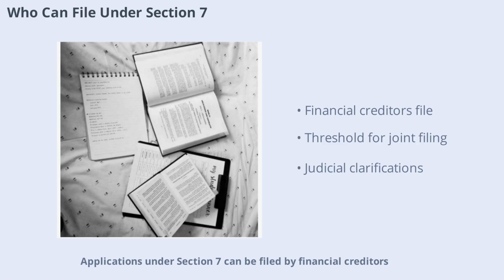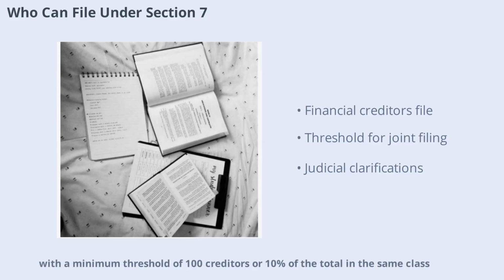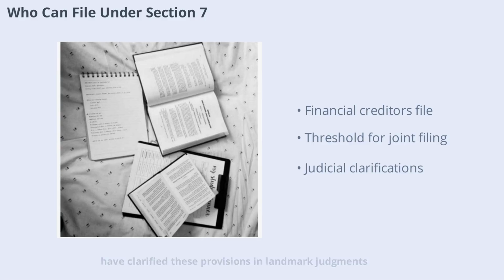Applications under Section 7 can be filed by financial creditors, either individually or jointly. The central government may notify other persons who can file on behalf of financial creditors, such as guardians, executors, trustees, or authorized persons. Depositors and home buyers must file jointly, with a minimum threshold of 100 creditors or 10% of the total in the same class. The Supreme Court and various high courts have clarified these provisions in landmark judgments, ensuring that the process is accessible and fair to all eligible parties.